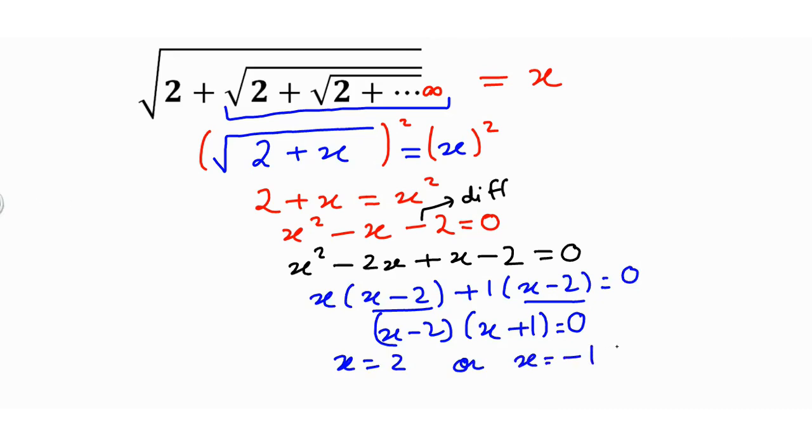But x equals minus 1 can't be the answer because this is under root. Inside the under root, if we get some result, it should be positive. Whatever the value of x is, it's definitely a positive number. Otherwise, it won't be a real number. So, minus 1 is not possible. So, this is the answer. x is equal to 2. So, the value of this whole expression is also in fact 2.